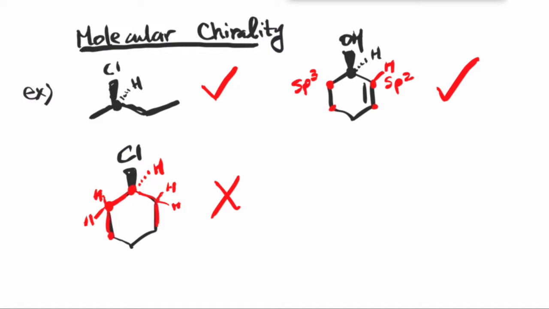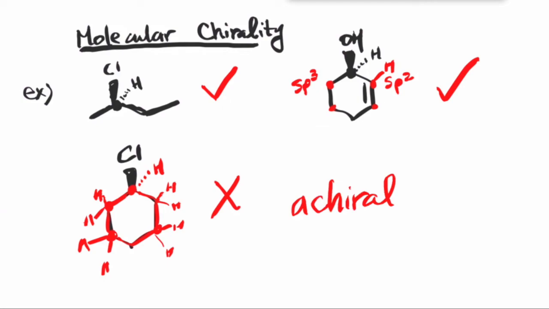And then you keep on going, and you see that the next group is also a hydrogen and a carbon, a hydrogen and a carbon. So in fact, as long as you keep on tracing it out, the two groups are identical to each other. So you do not have four different groups coming out of that central carbon atom. So there is no chiral center, and this molecule is not chiral. In fact, it is called achiral.